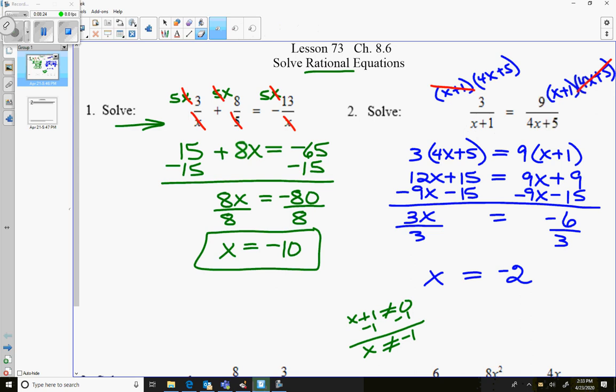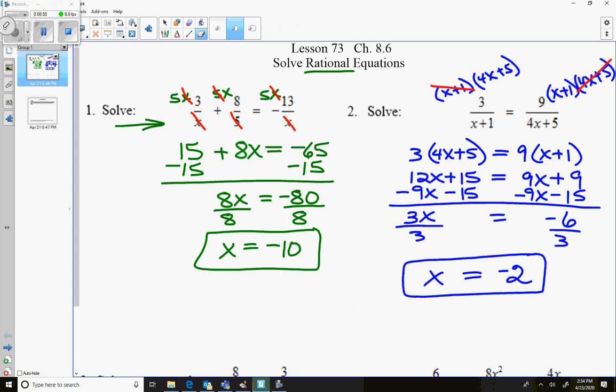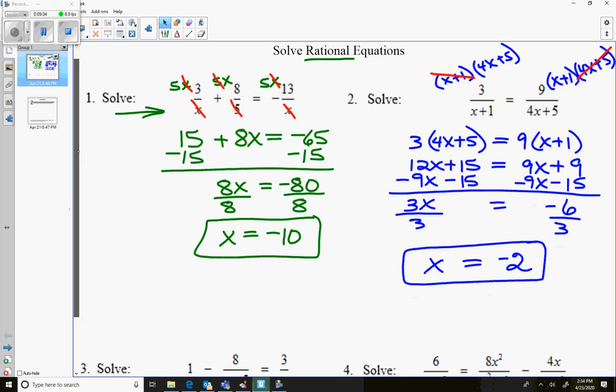What about the other fraction? Well, 4x plus 5 cannot be 0 either. Move the 5 over. 4x cannot be -5, divide by 4. x cannot be -5/4. So anything we get for x will be an acceptable answer except -1 or -5/4. So the fact that we got x equals -2 is acceptable. That is the answer to this problem. But again, we always got to check that.